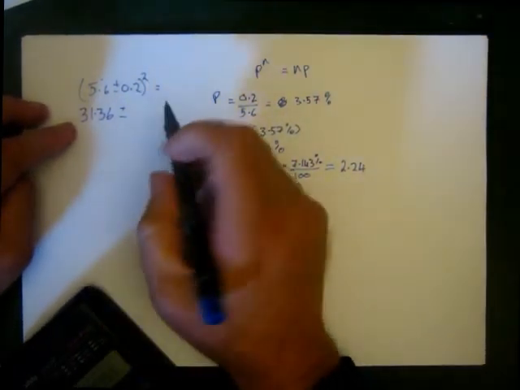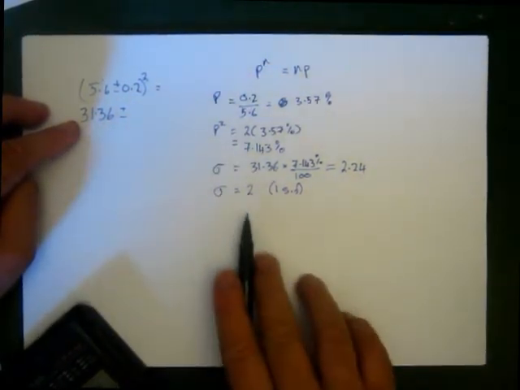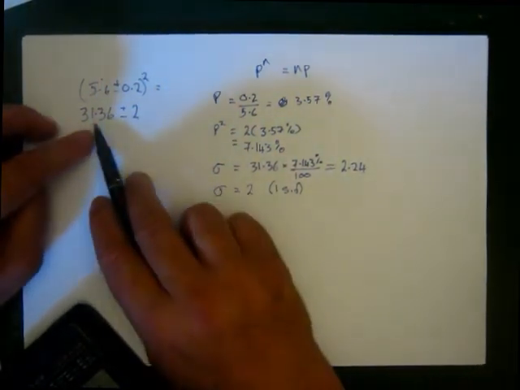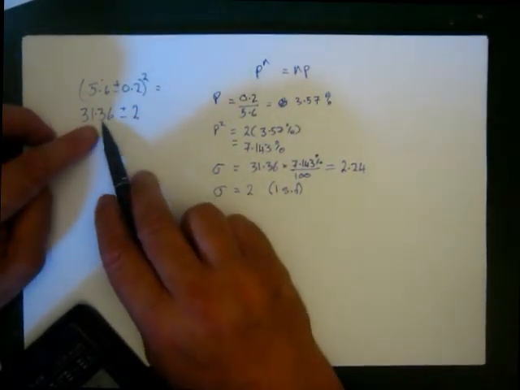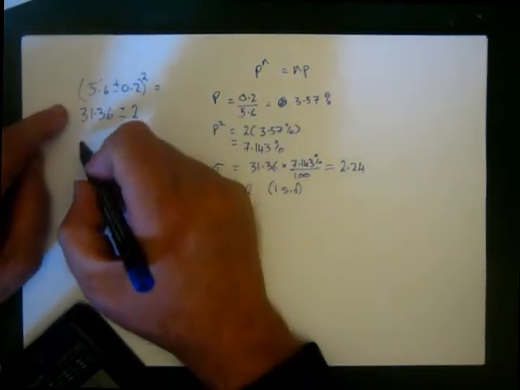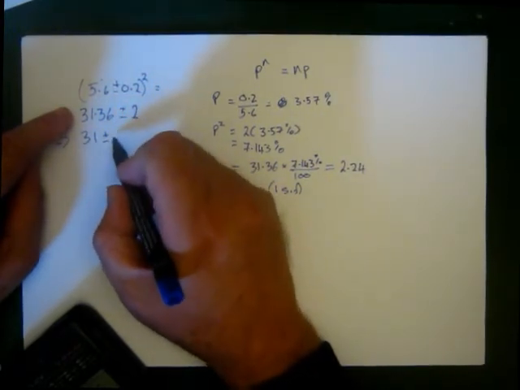So for this number, we'd go 31.36 plus or minus 2. And there's no point in putting these decimal places in because these decimal places are smaller than this value. So the final answer is going to be 31 plus or minus 2.